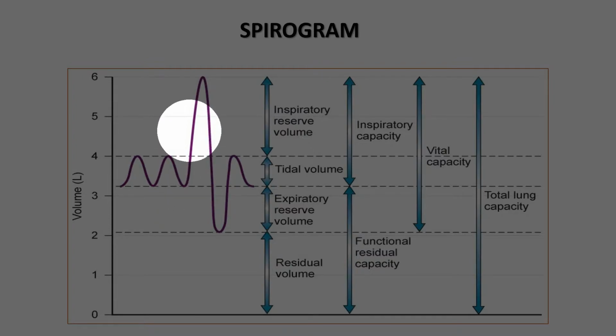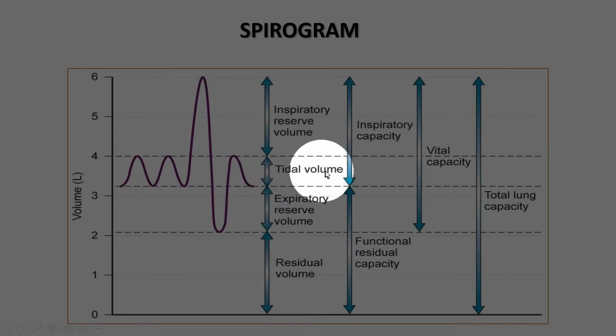And this upward deflection is basically showing you inspiration after normal tidal inspiration, and this downward deflection is showing you expiration. This lower part is expiration after normal tidal expiration. This is the normal tidal expiration, and after that line it is the expiratory reserve volume, which you can expire if you try forcefully. So basically this picture is giving you a lot of idea.